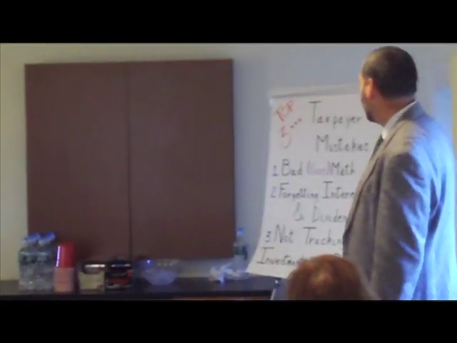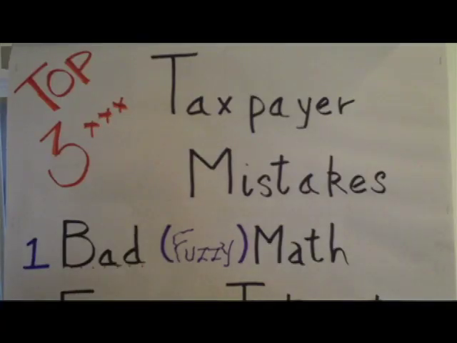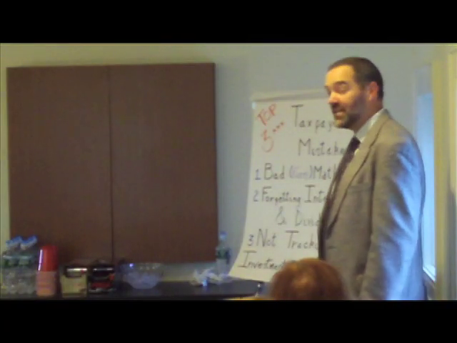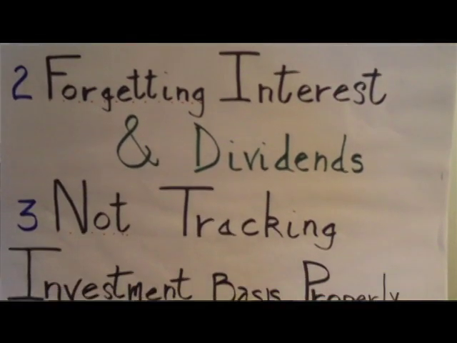The top three taxpayer mistakes. The number one mistake is bad math. Second mistake is forgetting about interest and dividends. And the third thing is not tracking investment basis properly.